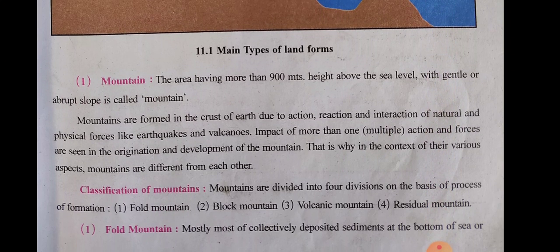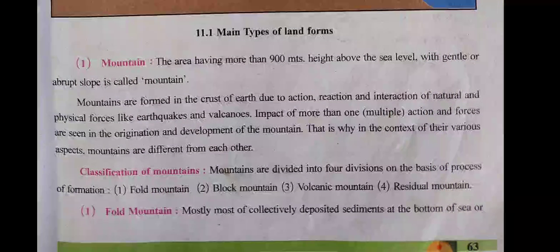So let's see, the first type of landform is mountains. What is a mountain? Mountains are landforms thousands of meters above the land surface. These are solid masses present in a long chain. A long chain is also called a mountain range. The earth has an infinite variety of landforms, and mountain is one of them. The area having more than 900 meters height above the sea level with a gentle or abrupt slope is called a mountain.